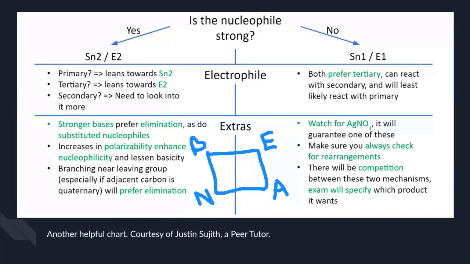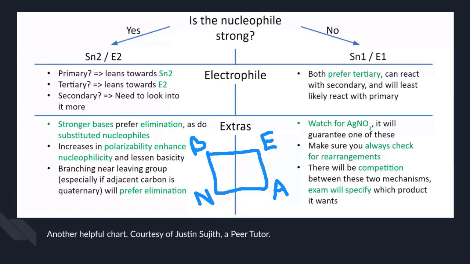And then if you also have branching near your leaving group, or if the adjacent carbon is quaternary, that will prefer elimination. Quaternary in particular, like Ria mentioned earlier, will never have SN2, ever. If there's a quaternary next to where you're trying to do SN2, you cannot do SN2. That's definitely something to make sure about because I can almost guarantee you're going to have some kind of ranking problem, ranking substrates for SN2, and there's going to be a quaternary next to where you're reacting.